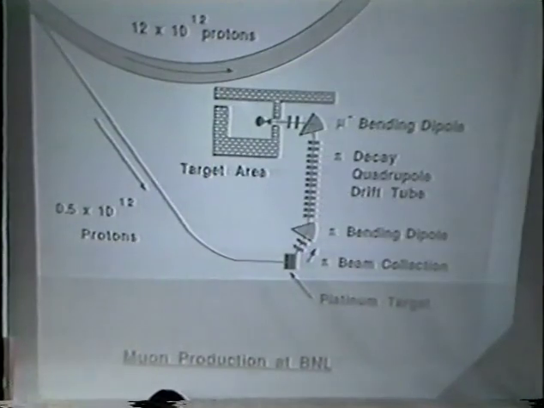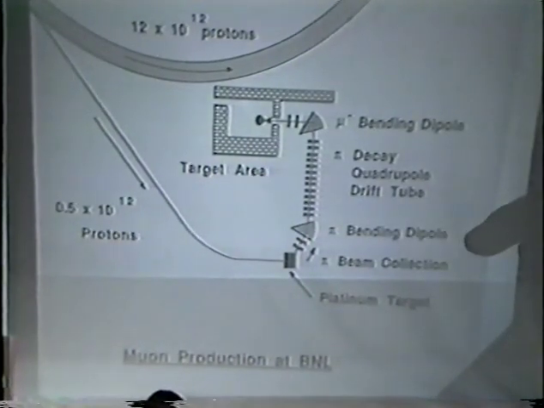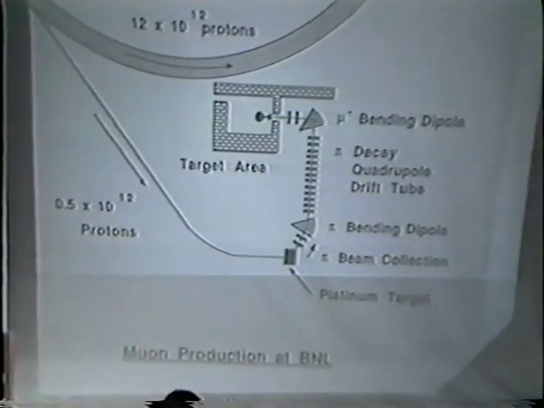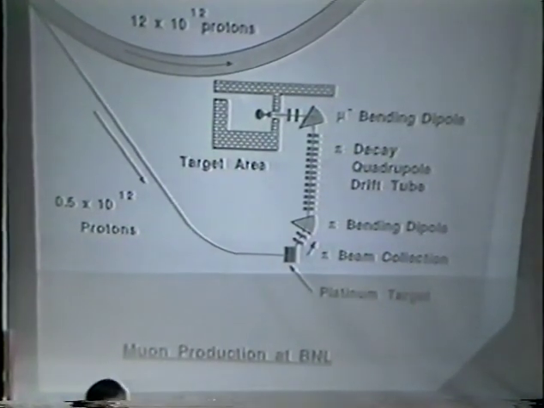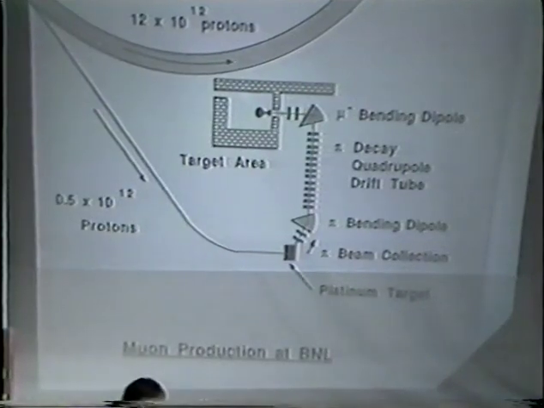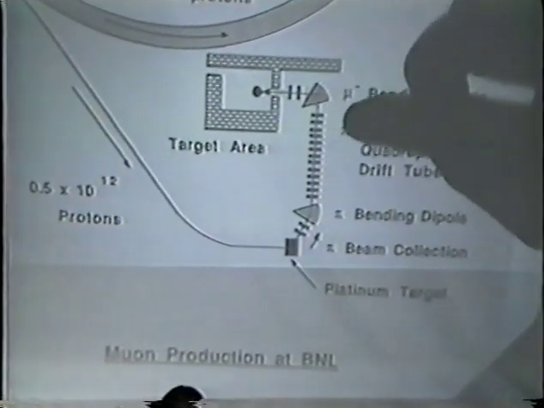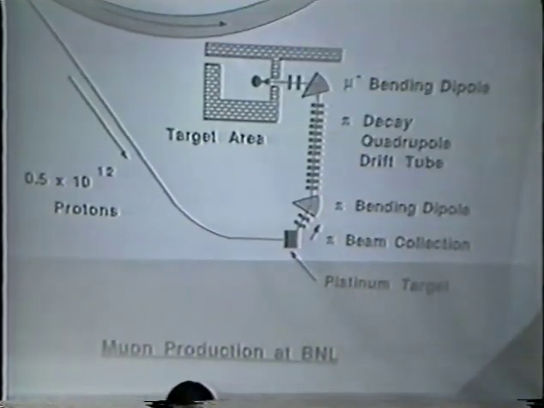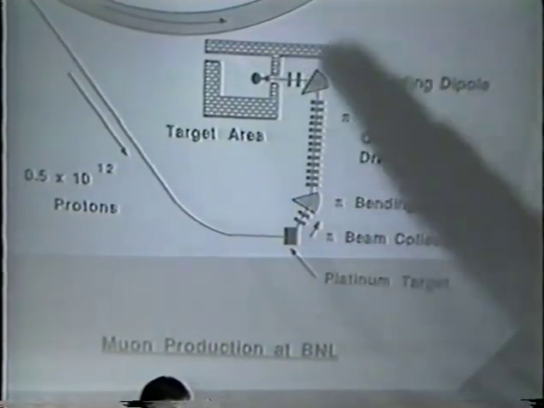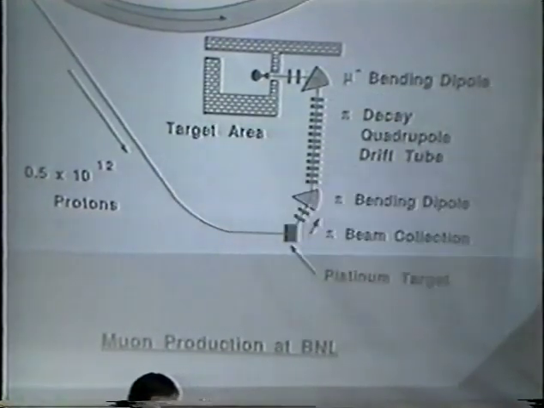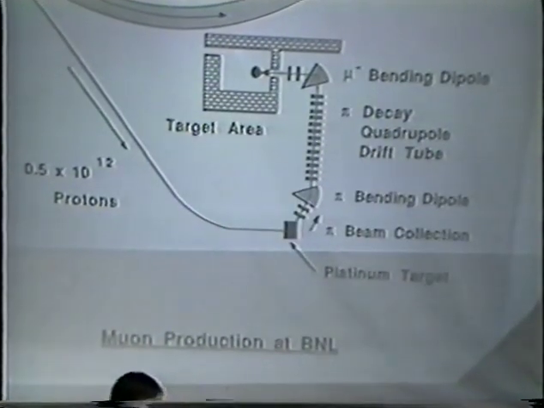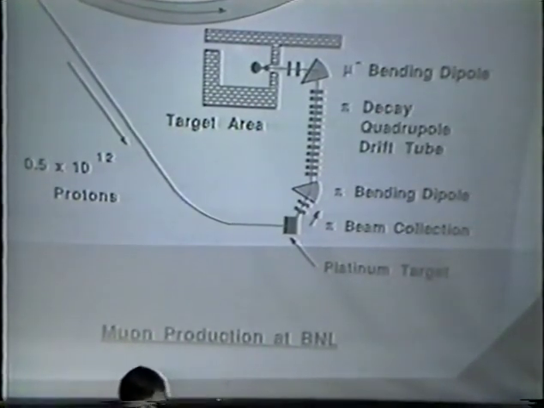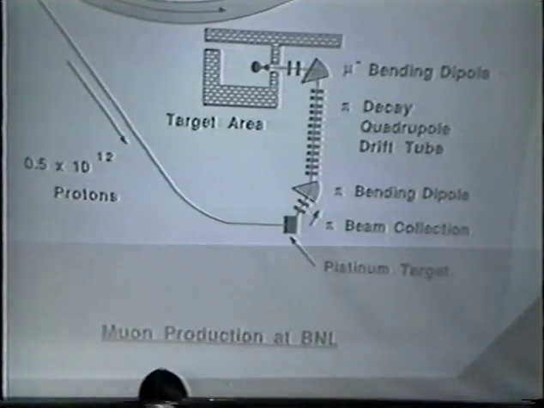These pions are momentum analyzed with a bending magnet. None of this is to scale, of course. Then the pions drift down a quadrupole drift tube where they can decay into muons. The pions that continue through this magnet smash into the wall. The muons that we're interested in are again momentum analyzed and are sent over to our target area. And then there's, of course, neutrinos that continue all the way through the wall and probably go all the way to Canada.